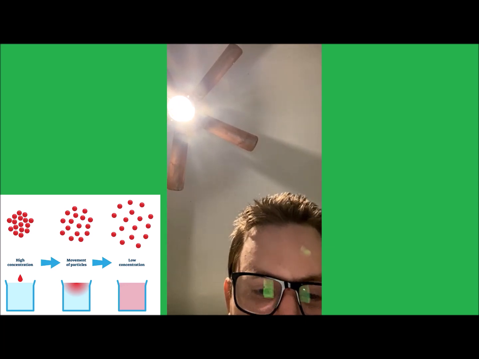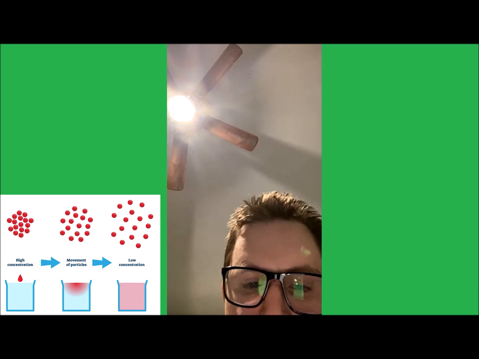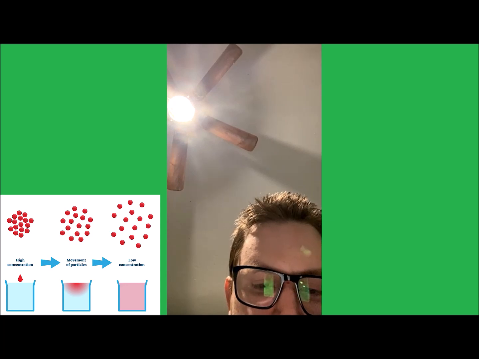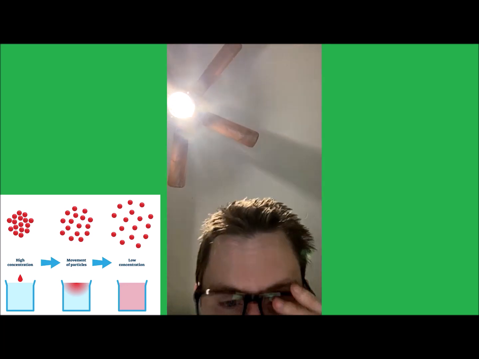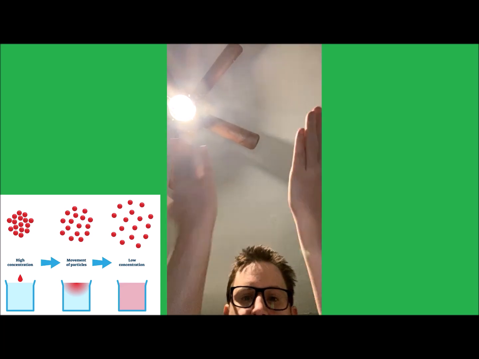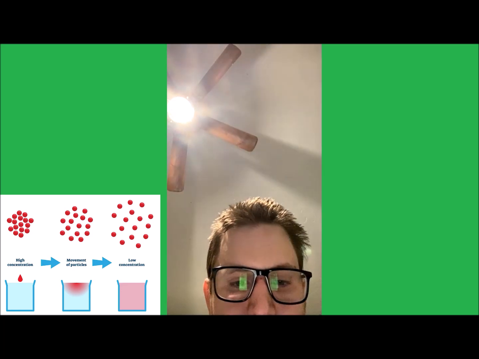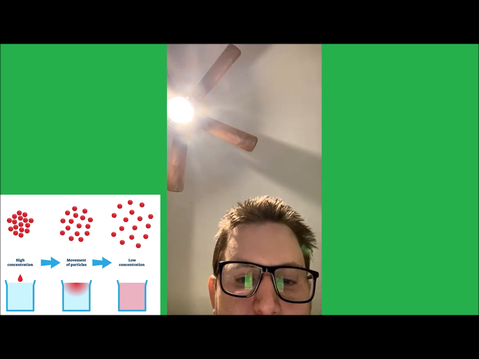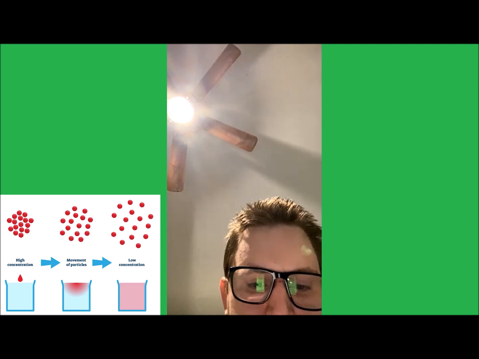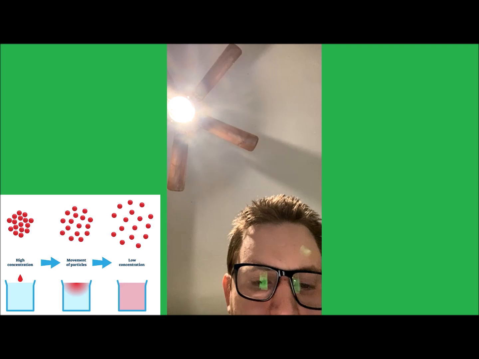Molecules naturally move down concentration gradients. That is, from an area with a high concentration of molecules to an area of lower concentration. They keep doing this until a state of balance, or equilibrium, is reached. Molecules don't actually stop moving at equilibrium, but their movement doesn't mix things up anymore.